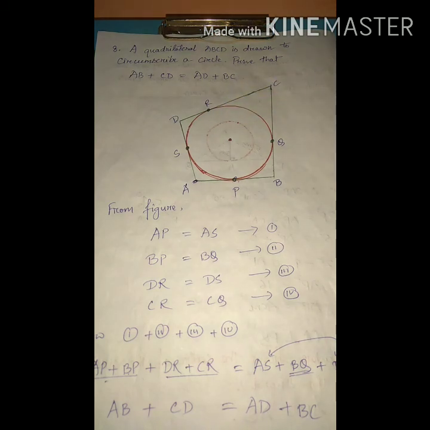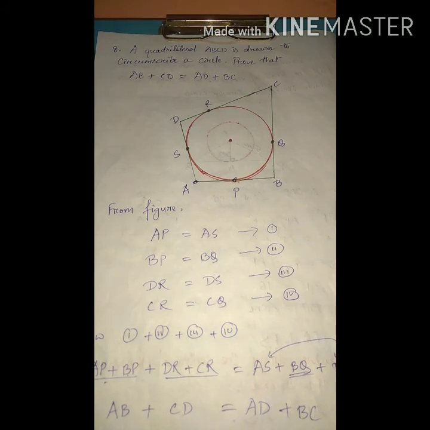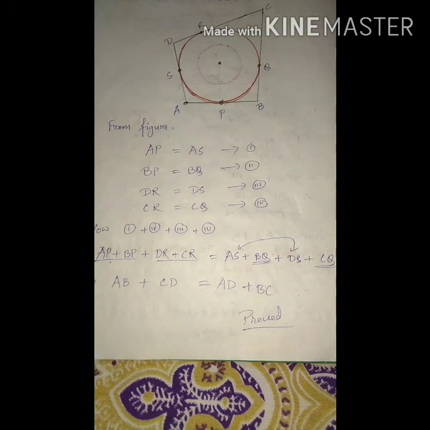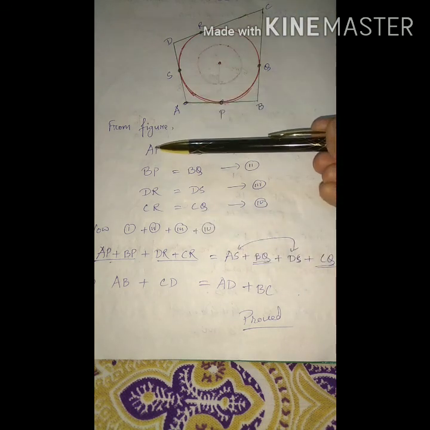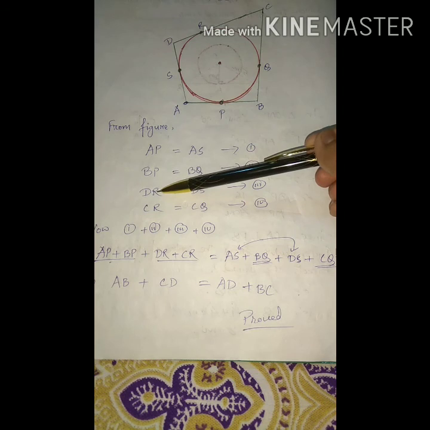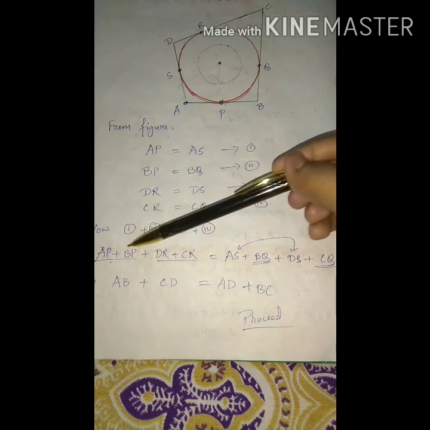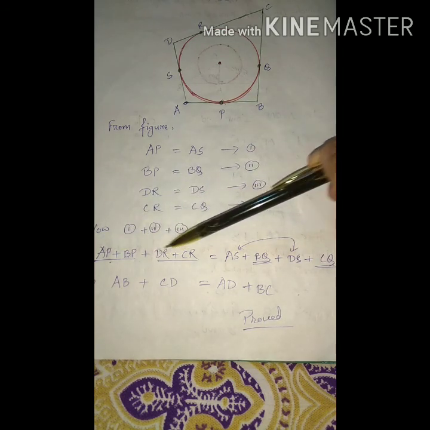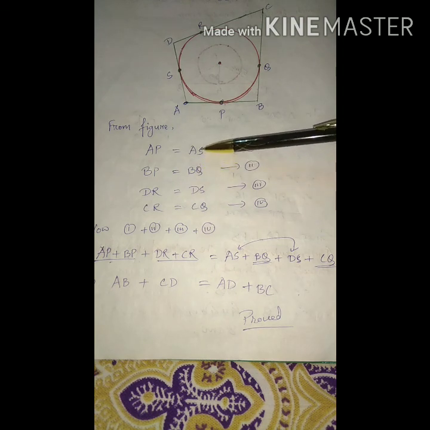Is it clear? Okay, now after writing these four equations, 1, 2, 3, 4, what you have to do is add these 4 equations. If you add these 4 equations, on the left hand side you see AP plus BP plus DR plus CR. On the right hand side we write AS plus BQ plus DS plus CQ.